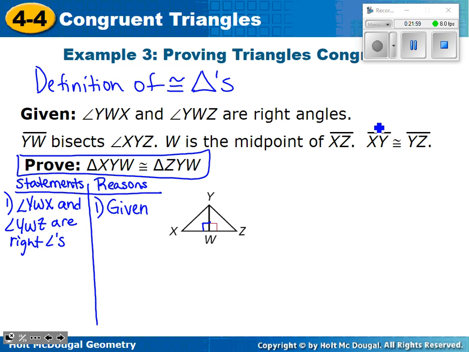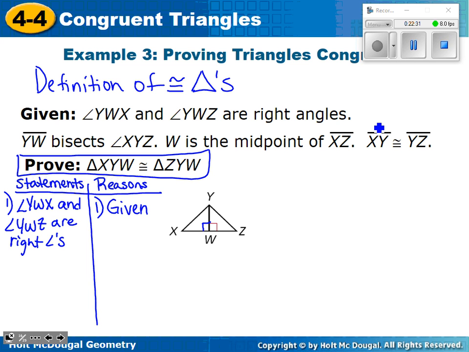Okay, that would be true, but let's think about what our goal is. Our goal is to prove that we have all 3 angles correspondingly congruent and all 3 sides correspondingly congruent. So what we're trying to prove is not that they're supplementary or complementary or any of those things. We're trying to prove that these 2 angles are what? Congruent. We want them to be congruent to each other because we're trying to prove that these 2 triangles are congruent. And why are they congruent?